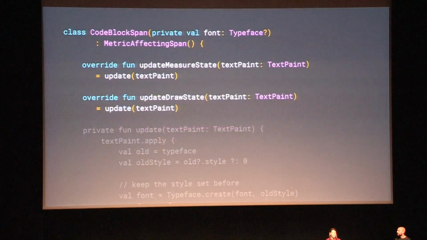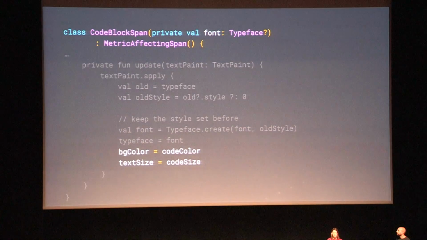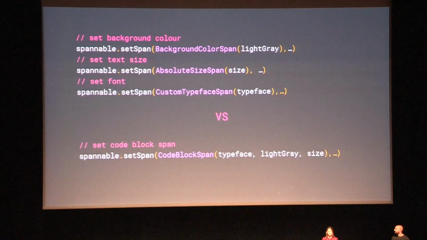So why not just implement a code block span directly? Here it will still be a metric affecting span. Things will be pretty similar to the custom typeface span, but on top of this, we would also set the background color and the text size. Okay, so now we have two different ways of implementing things.